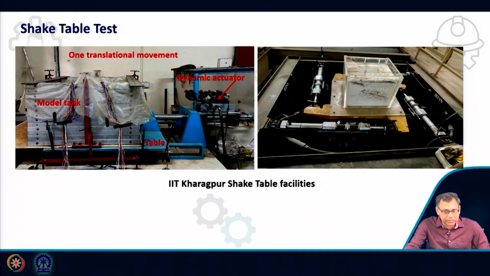Okay. So, you can see this movement is applied by a dynamic actuator. This is the table and this is the model tank, inside which we will place our structure, and then we will shake it and we will get the response. Then we have to use different instrumentation. You can measure the displacement, stresses, acceleration with time, or pore pressure.